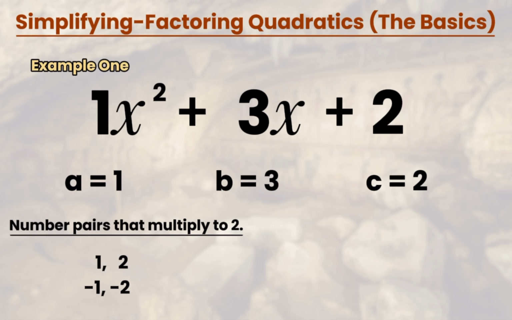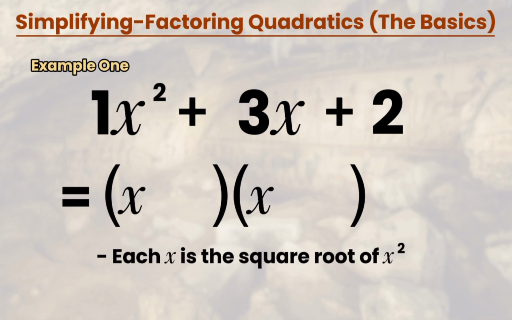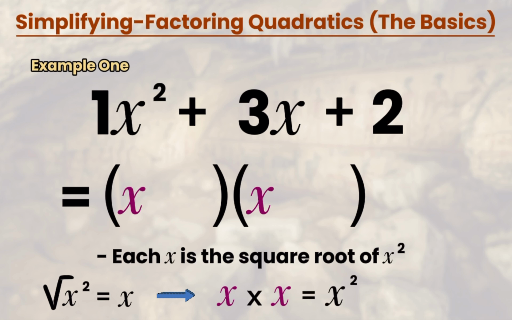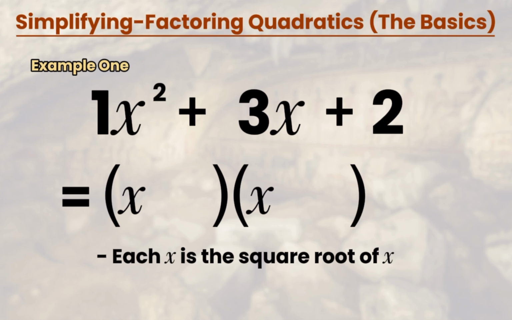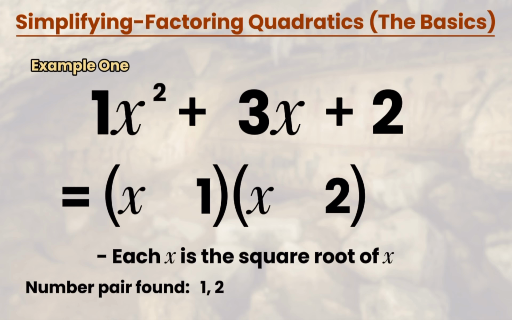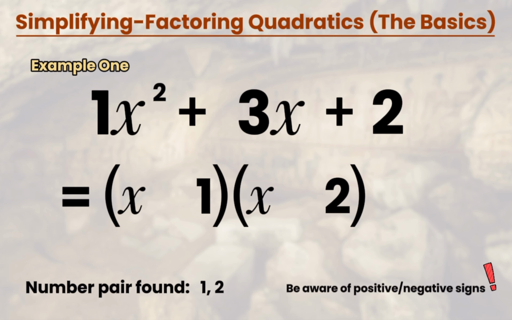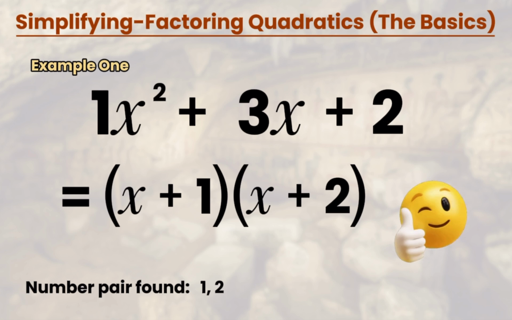Open up two sets of brackets like this and place the variable x inside each one. Each x represents the square root of x squared. In other words, x times x is x squared. Now, take the two numbers and give each bracket set a number. Make sure you pay attention to the sign of that number. Since 1 and 2 are positive numbers, one set of brackets gets +1 and the other set gets +2. And voila! Just like that, you have factored a quadratic.